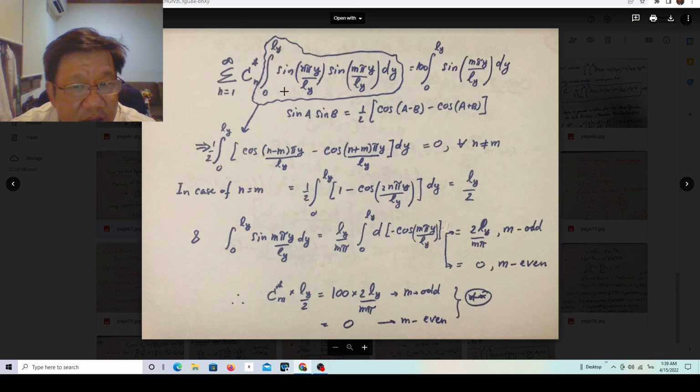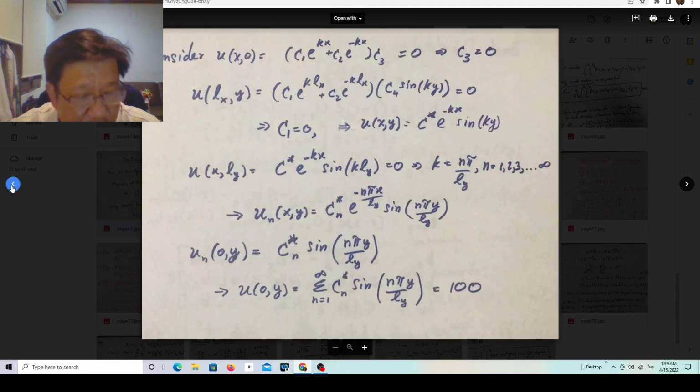Now, we apply a similar technique to what we used before when you apply the heat equation. You can see this is the left hand side for this boundary condition, and this is the right hand side.